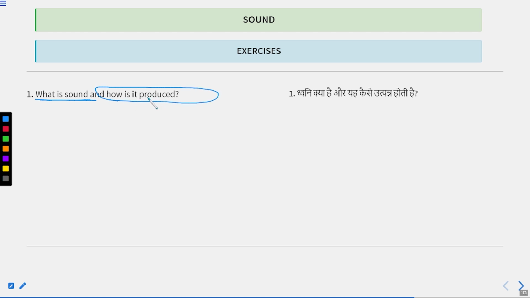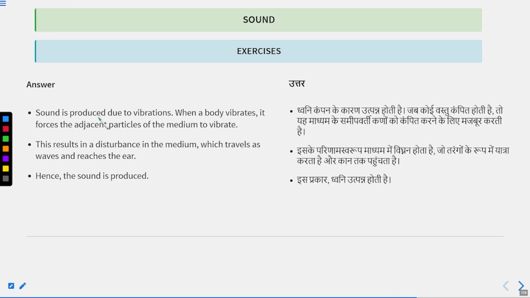So we know what is sound, but how it is produced. In the chapter sound, we have studied that sound is produced by the vibrating body. Any body which vibrates will produce sound. Okay, so let's see its complete explanation. Sound is produced due to vibration. When a body vibrates, it forces the adjacent particle of the medium to vibrate. This results in the disturbance in the medium, which travels as the wave and reaches the ear, hence sound is heard.